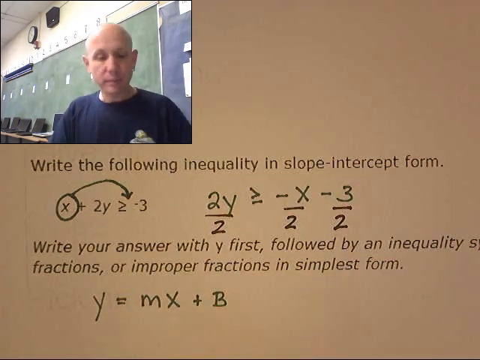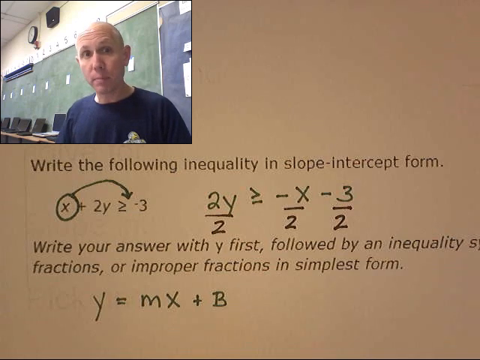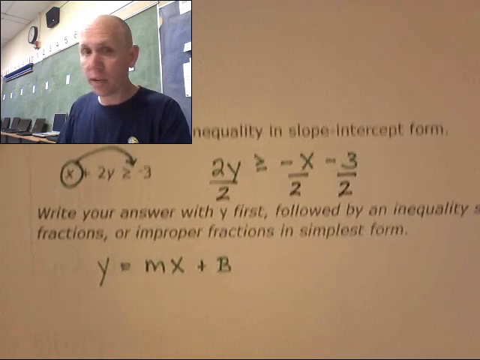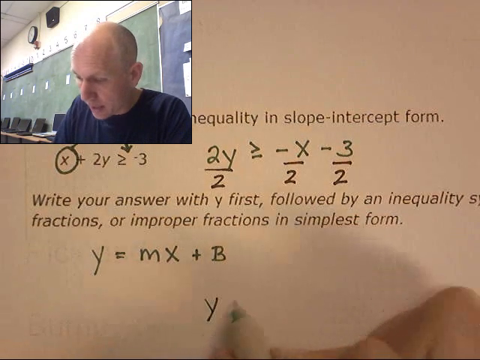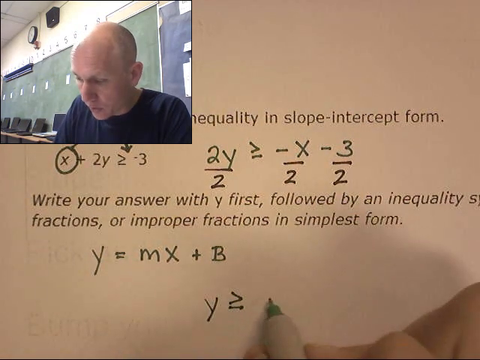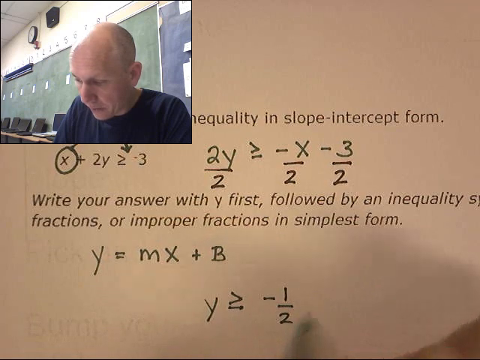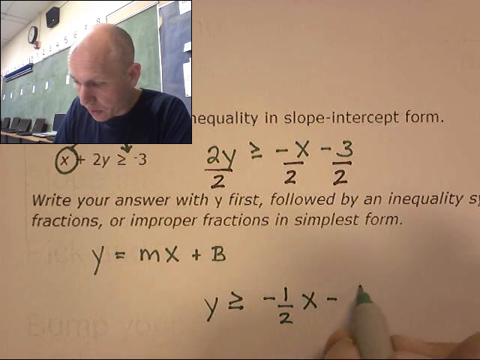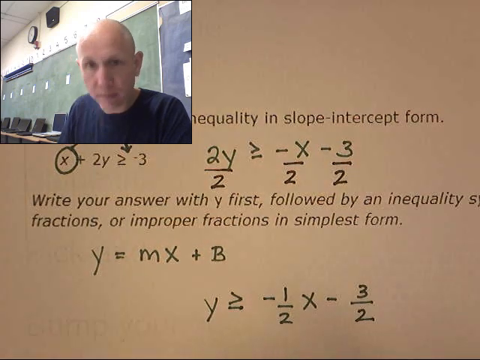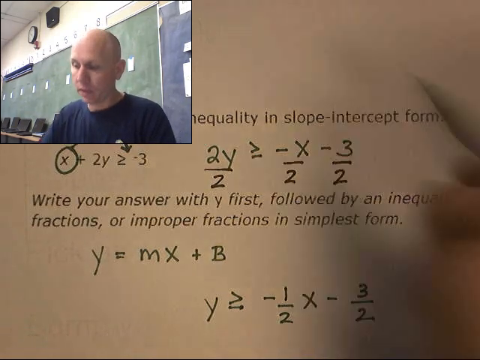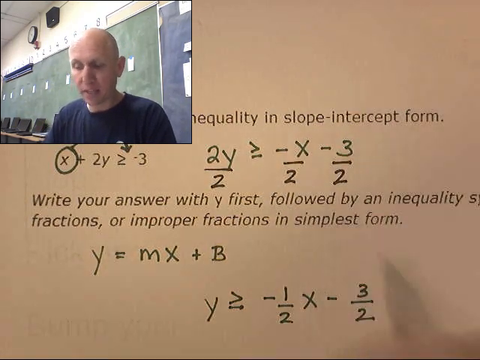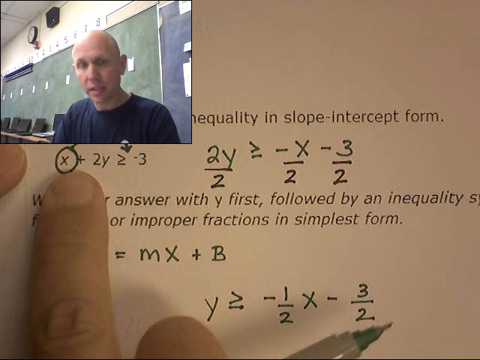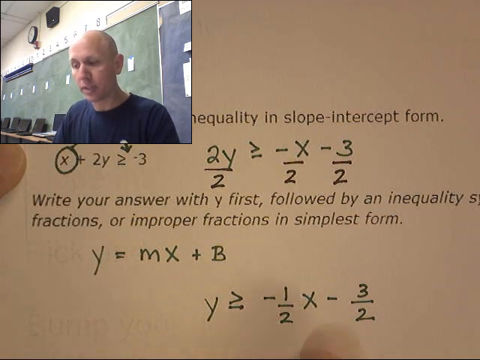And now I'll clean it up, but I have an answer that works here. What I'm left with is y is greater than or equal to -1/2 x minus 3 halves. Right? -1/2 right here. -3 halves. This equation has turned into a slope-intercept equation.